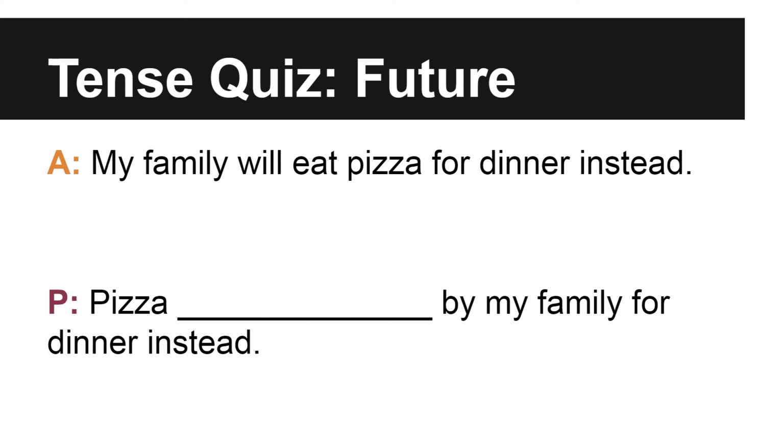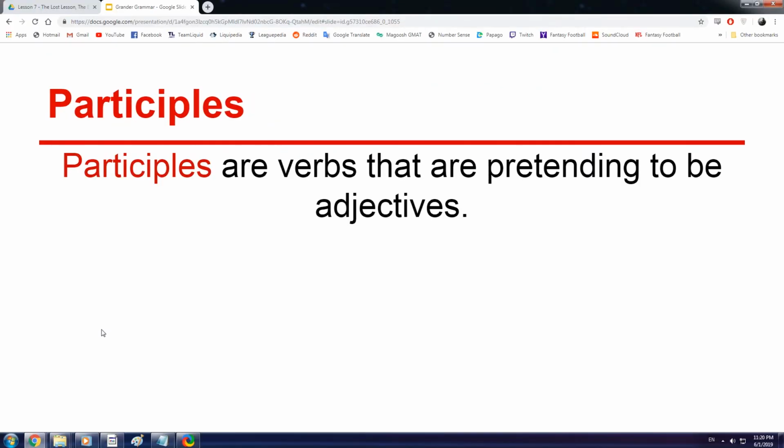And then future tense, as much as English has a future tense, my family will eat pizza for dinner instead. So eat, past participle, eaten, sorry again for the irregular, and then our, quote-unquote future tense verb will be will be. So pizza will be eaten by my family for dinner instead. So you can also say pizza will be eaten for dinner instead. That's fine. You don't need by my family.